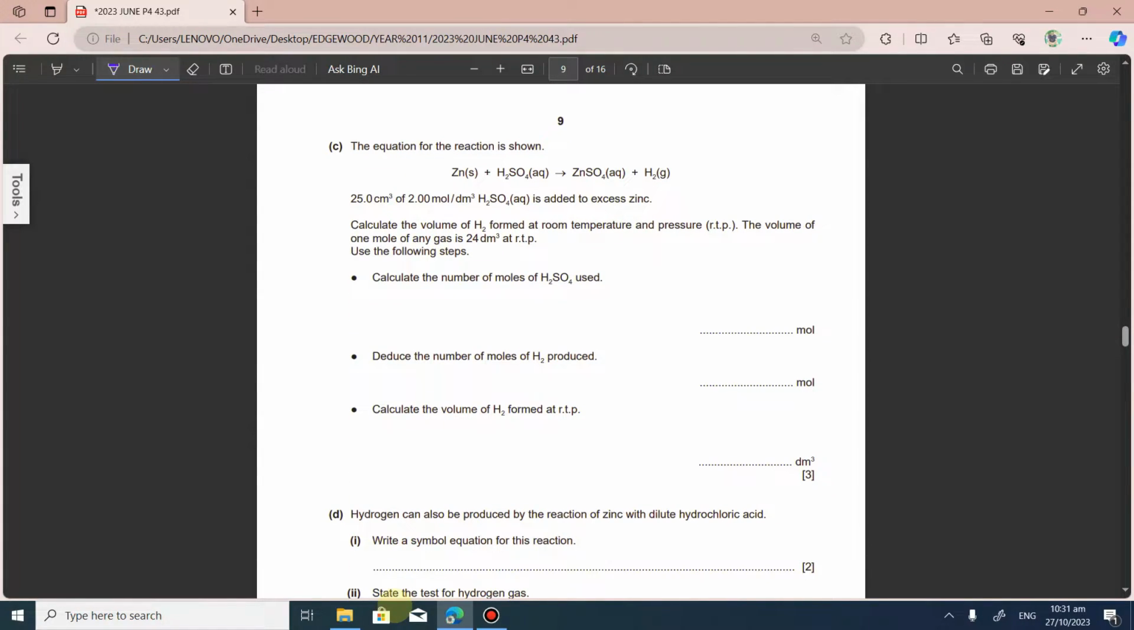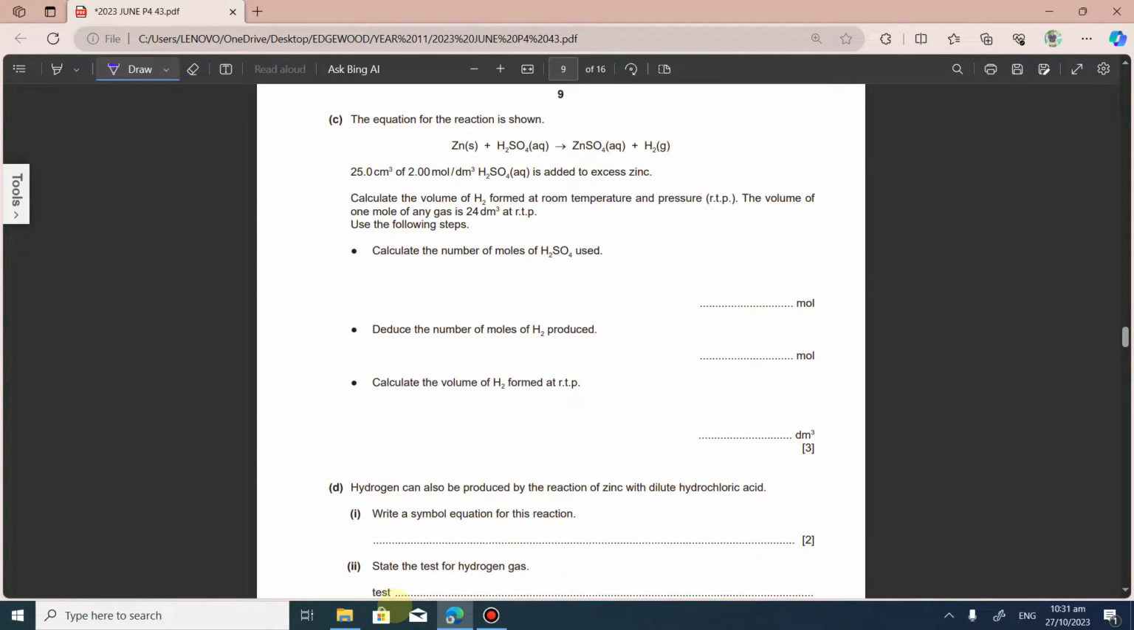Now this is the next question here. It says the equation for the reaction is shown here: zinc plus sulfuric acid to give zinc sulfate and hydrogen gas. Now 25 cm³ of 2 mol/dm³ acid H2SO4 is added to excess zinc. We have to calculate the volume of the hydrogen gas formed at room temperature and pressure, and the volume of 1 mole of any gas is 24 dm³ at room temperature and pressure. So we're expected to use the following steps.